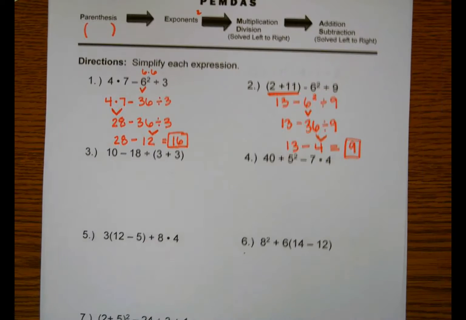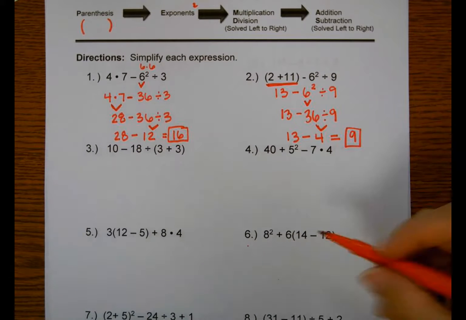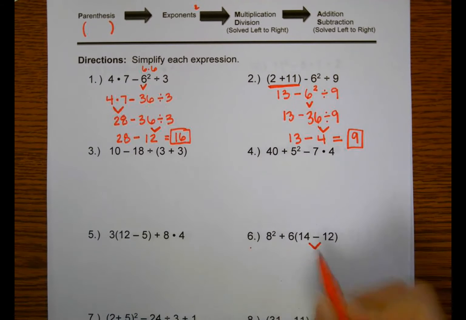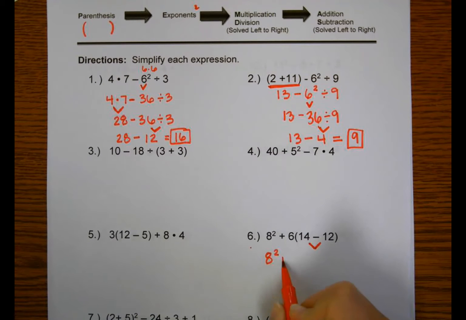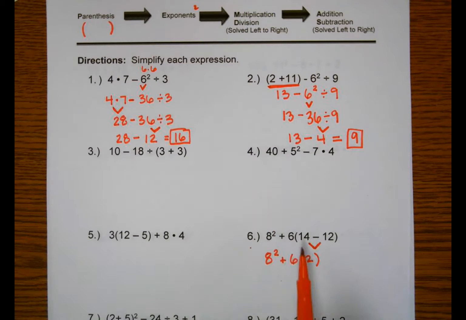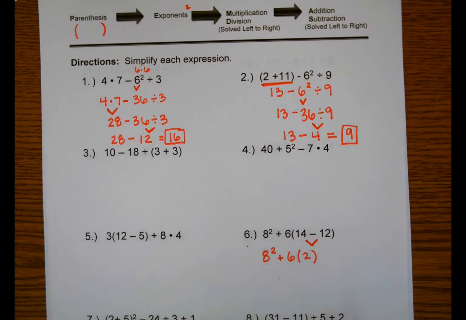All right, let's look at a couple more problems. So let's do number 6. So again, I'm going to do parentheses first. So that would be 14 minus 12. So 14 minus 12 gives me 2. And I write this in parentheses again because when I have a number next to a parentheses, that means multiply. So when I simplified this, I'm multiplying 6 by whatever answer I got inside. So I'm multiplying 6 times 2. So we'll get back to that later. But that's why it's still in parentheses.